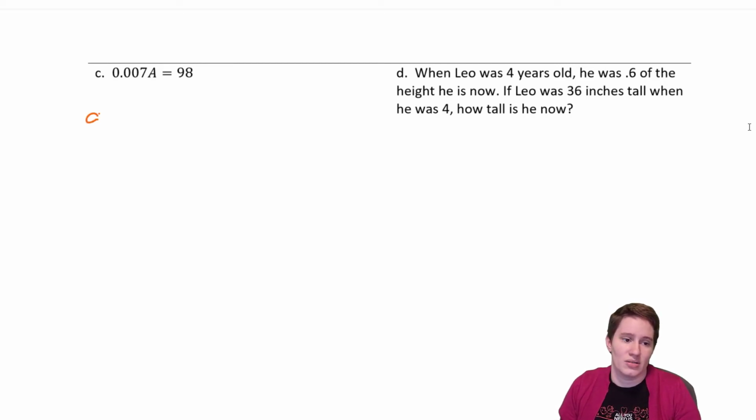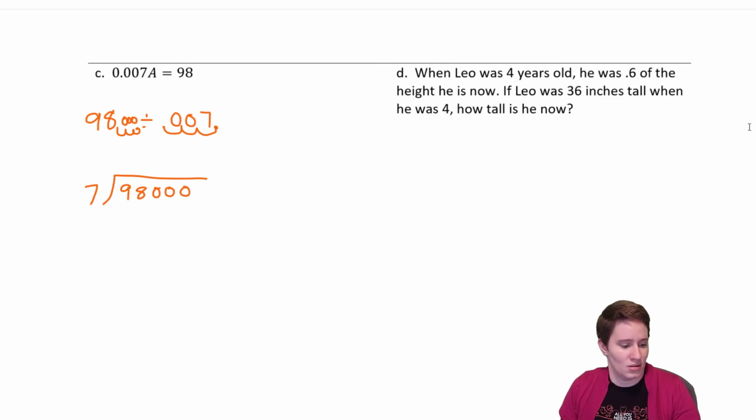So I'm going to think about, okay, 98 divided by 0.007. First off, how many times do I move the decimal place? I need to move it 1, 2, 3. 1, 2, 3. So that gives us 98,000. So we're going to do 7 into 98,000.